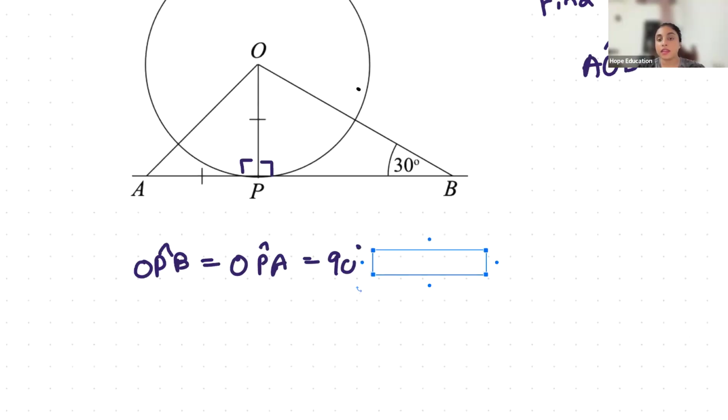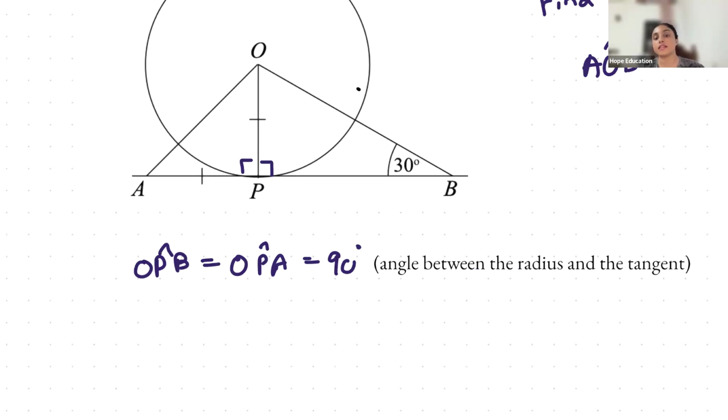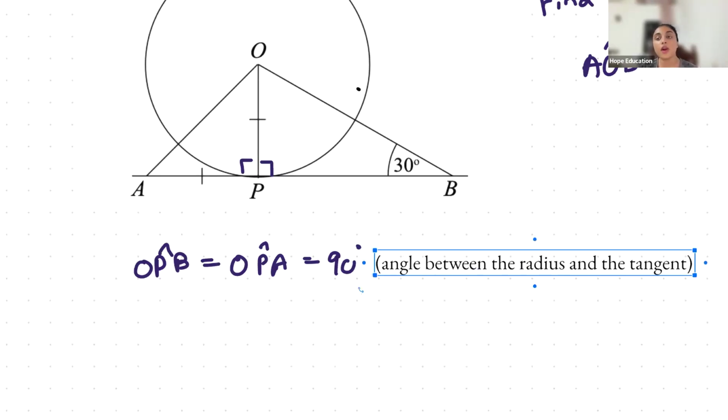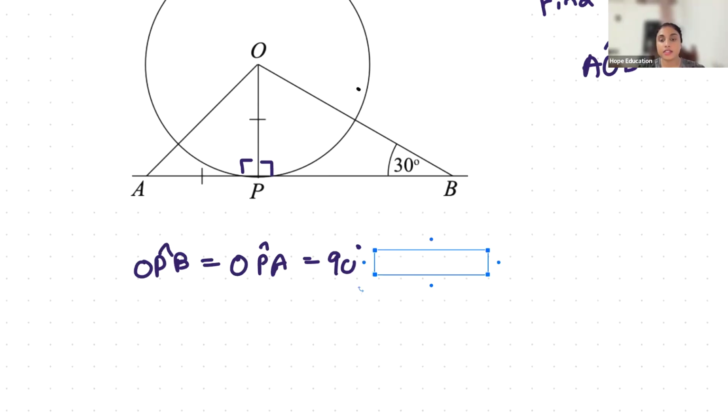Angle between the radius and the tangent. If your reason makes sense, that is enough, right? When using a theorem, your reason has to make sense. So here, the angle between the radius and the tangent, or you can say the radius and the tangent form a right angle, or they are perpendicular to each other. Radius and the tangent are perpendicular.